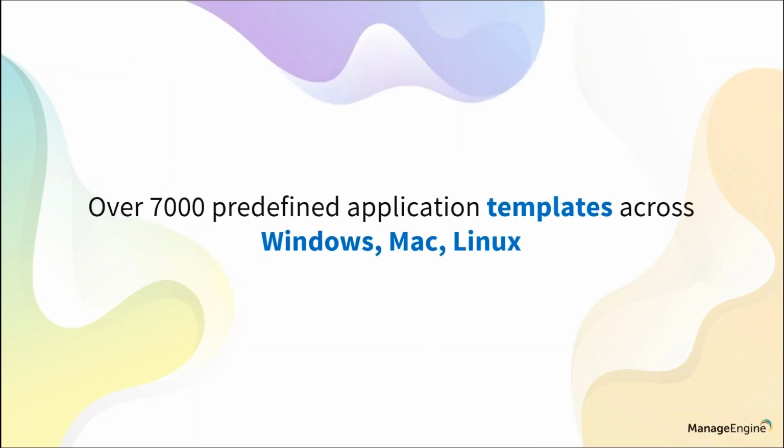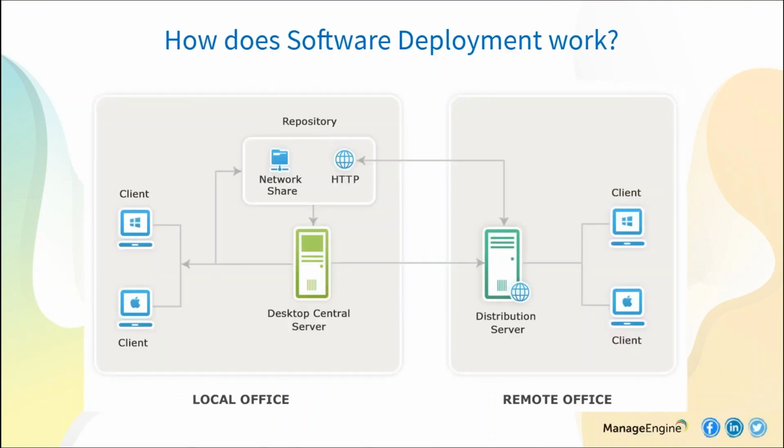Desktop Central has 7,000 plus predefined templates to create software packages for all the three flavors of OS which we support. We'll discuss the templates later once we get into the product. Now we'll go with the architecture of software deployment. Let's get familiarized with it.